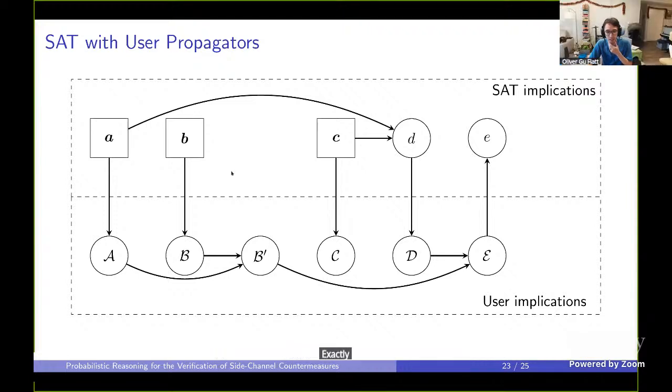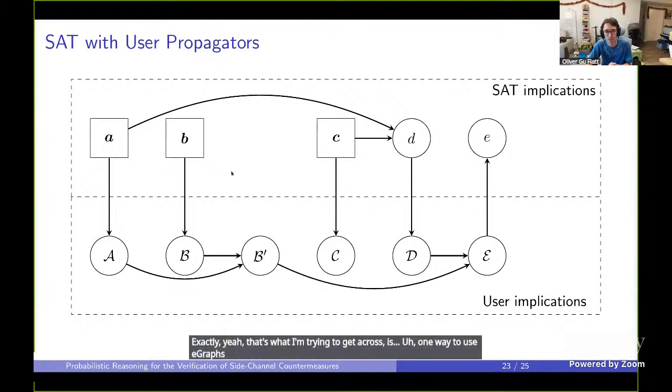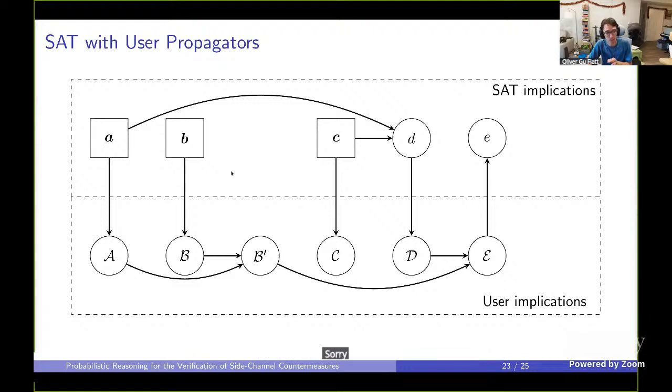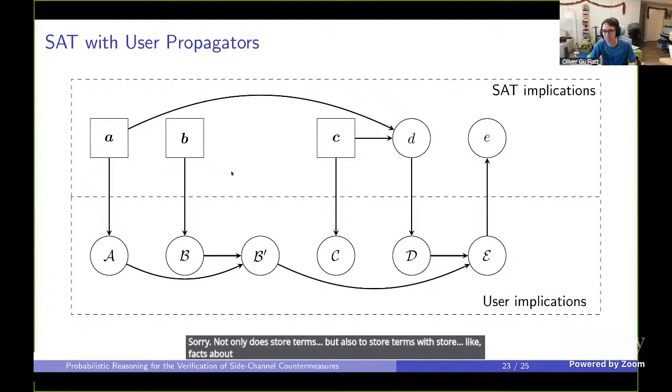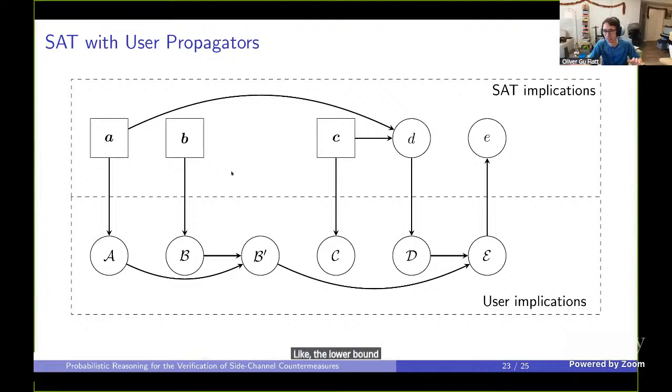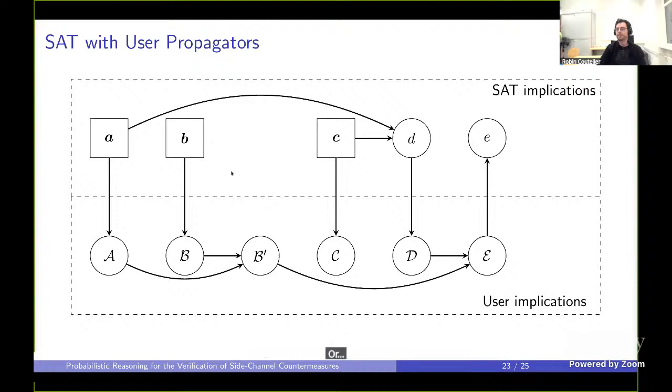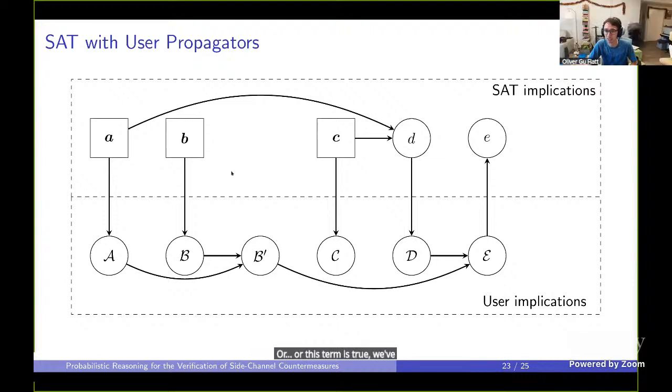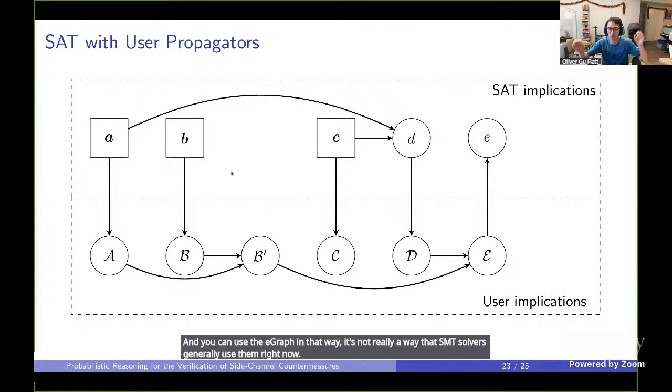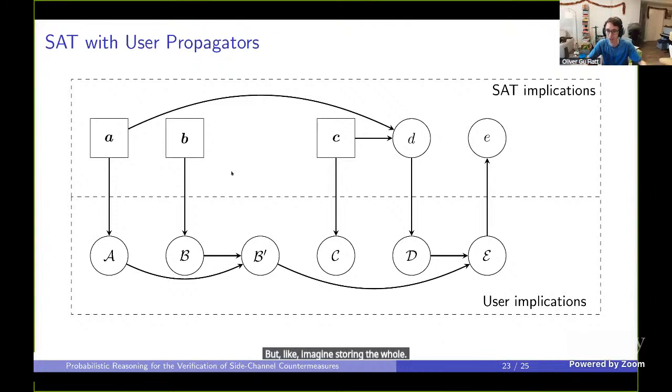Exactly. Yeah, that's what I'm trying to get across: one way to use egraphs is to not only store terms, but also store facts about those terms. Like the lower bound of this term is 2. Or this term is true. We've figured that out via some reasoning. And you can use the egraph in that way. It's not really a way that SMT solvers generally use them right now. But imagine storing the whole set of clauses you know to be true in the egraph as these meta terms.